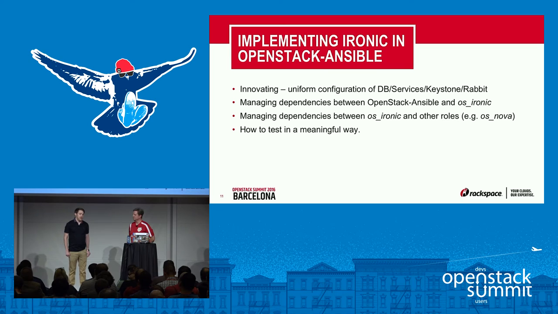With that came the dependencies between the OpenStack Ansible repository and the Ironic role itself, and more importantly, the OpenStack roles and the OpenStack Ironic role repository. So for example, Ironic's quite special in that it needs quite a few dependencies. It requires Nova, Keystone, and Glance. And then it also requires Swift on top of that to do a temp URL, which is where it will put a temporary URL for the image that it's going to get from Glance.